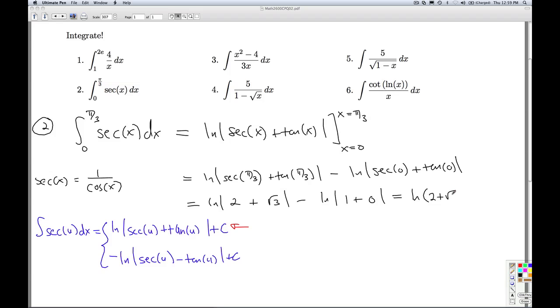I don't need the absolute values anymore because both of those are positive and I'm adding them together. Minus the natural log of 1. And by definition, the natural log of 1 is 0. So this gives us our final answer, natural log of 2 plus square root 3.